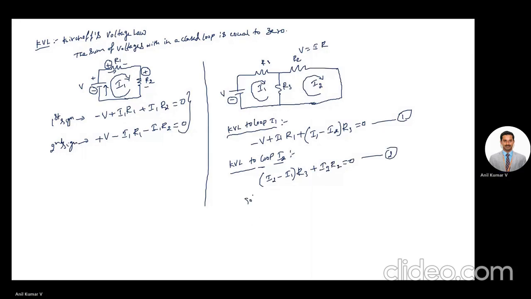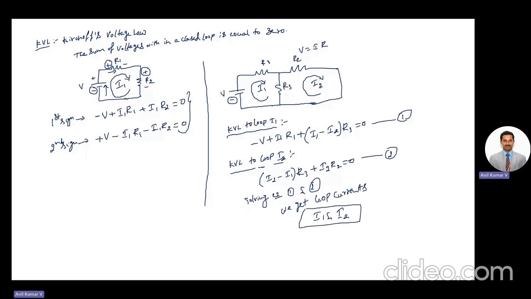So by solving equations 1 and 2, we get the loop currents. Given the voltage source values and the resistor values, we get the values for I1 and I2.